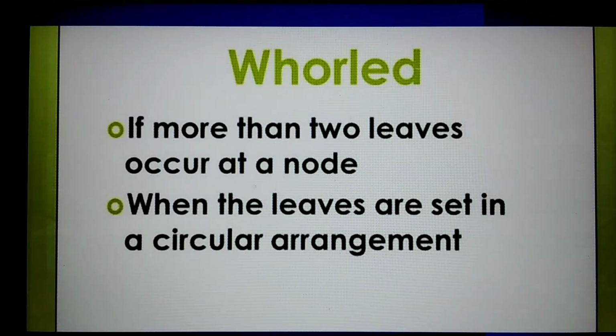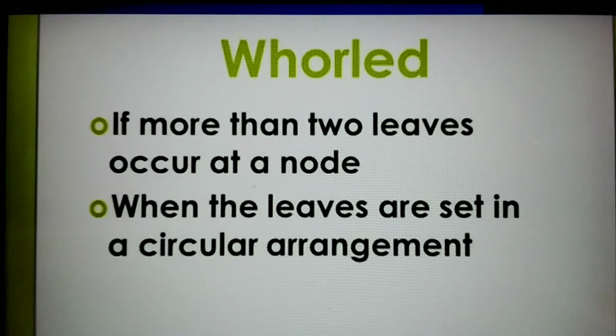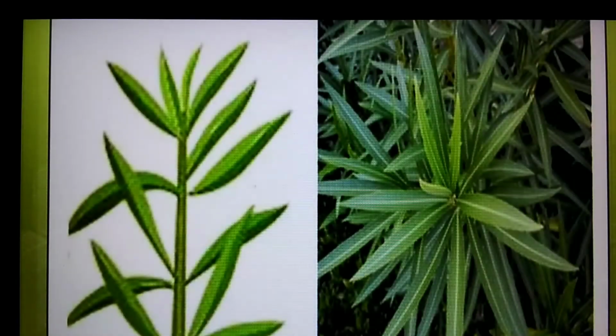Now coming to the whorled phyllotaxy, if more than two leaves occur at a node, when the leaves are set in a circular arrangement, it is called whorled phyllotaxy. These are examples for whorled phyllotaxy, that is nerium.